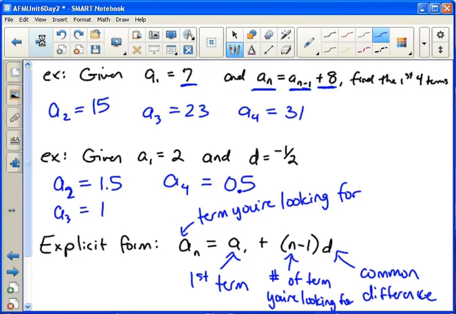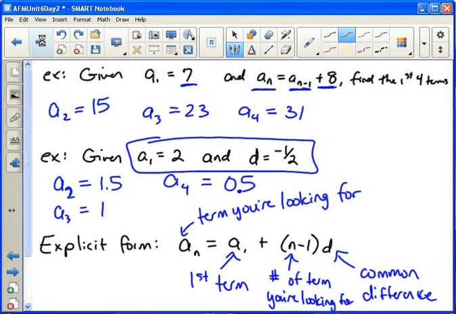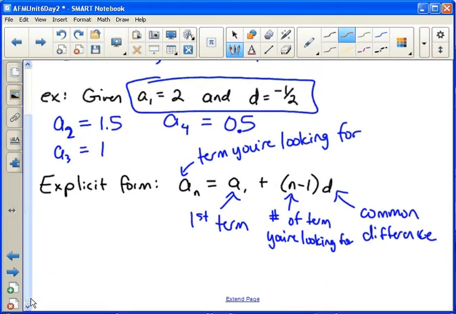So let's just say, for example, that we're using the same information as we were before. I'm just continuing this bit of information right here, that a1 equals 2 and d equals 1/2. And let's say I decided I wanted to find the 17th number, the 17th term. So I'm trying to find a17, and to do that, I plug in a1. A1 is 2. Again, I'm getting this from up here.